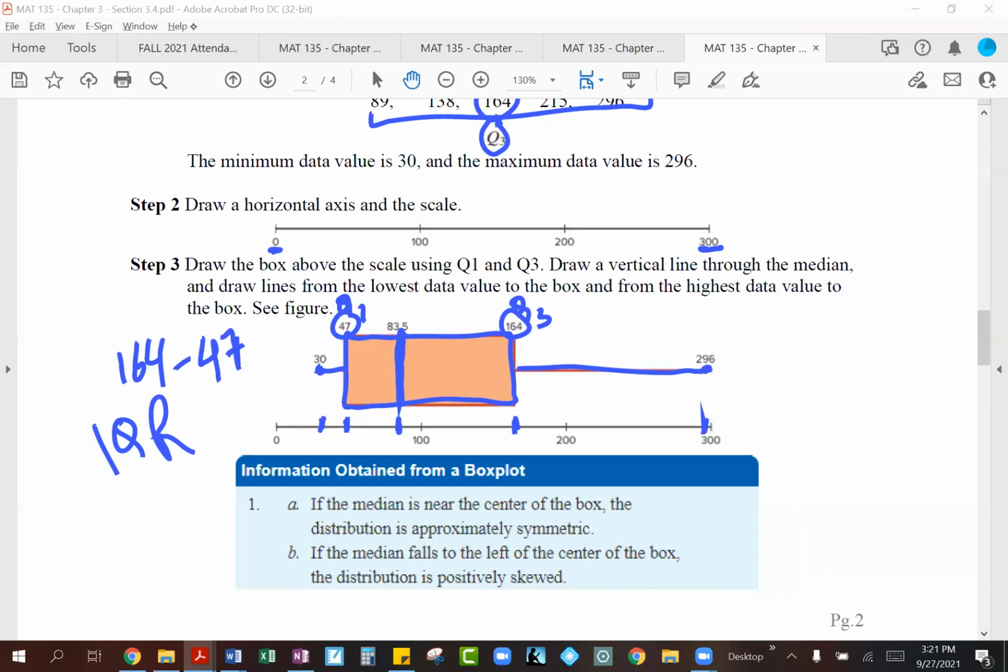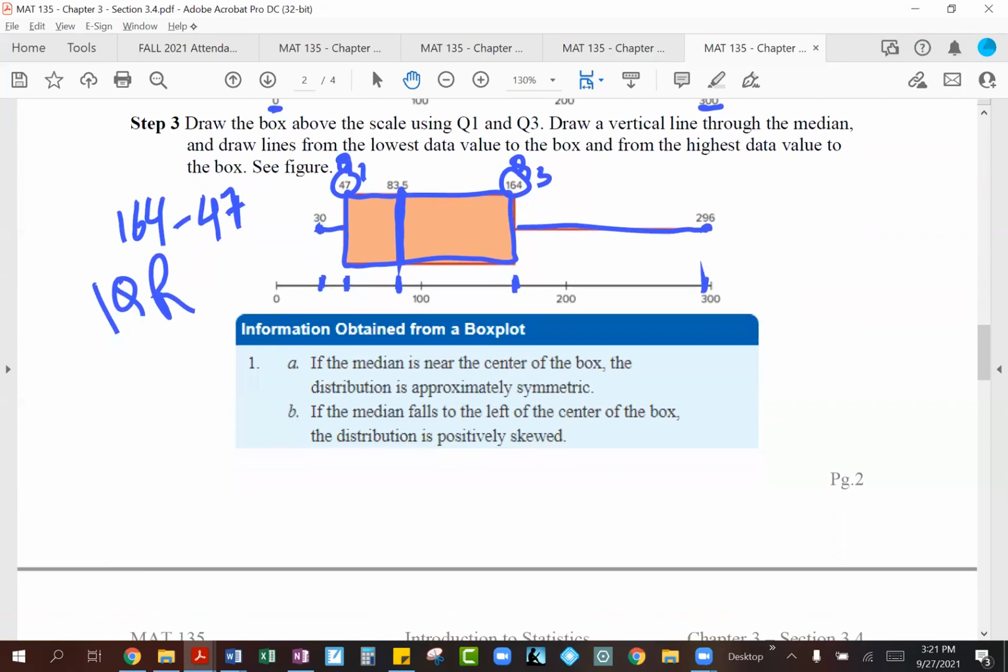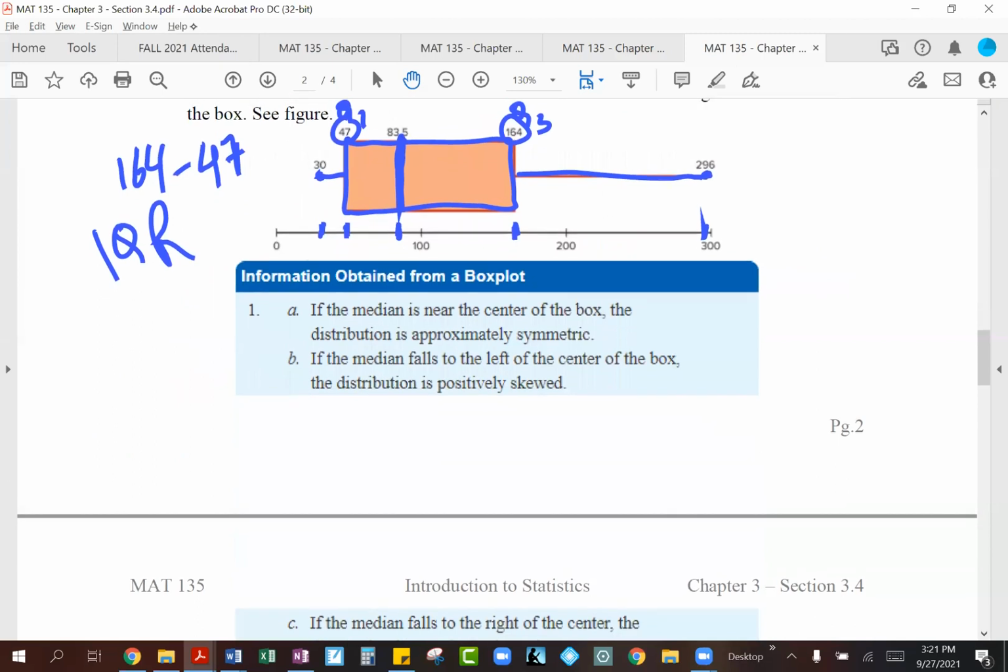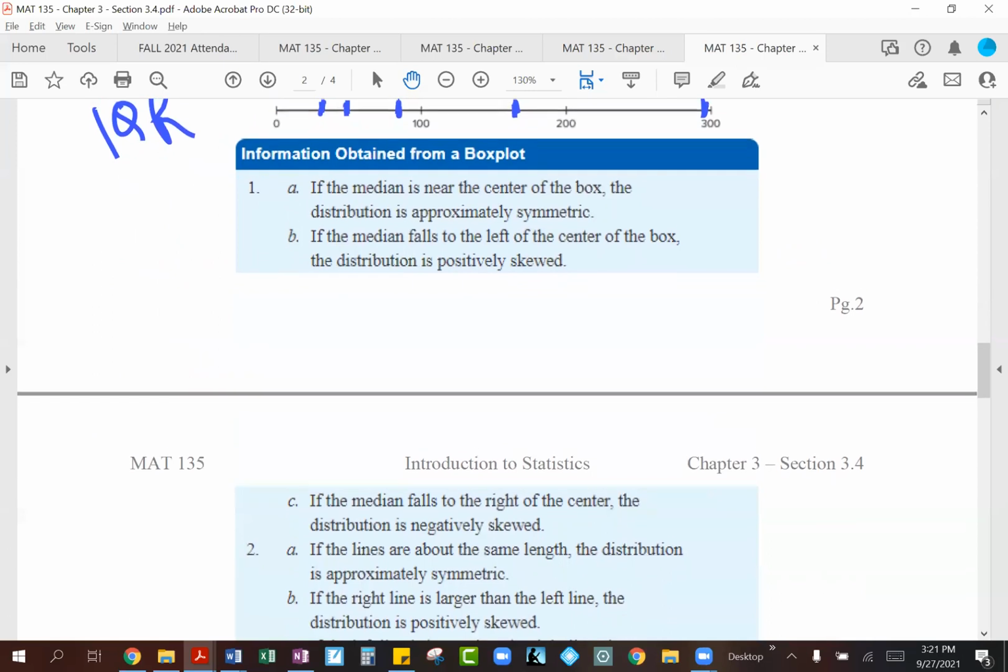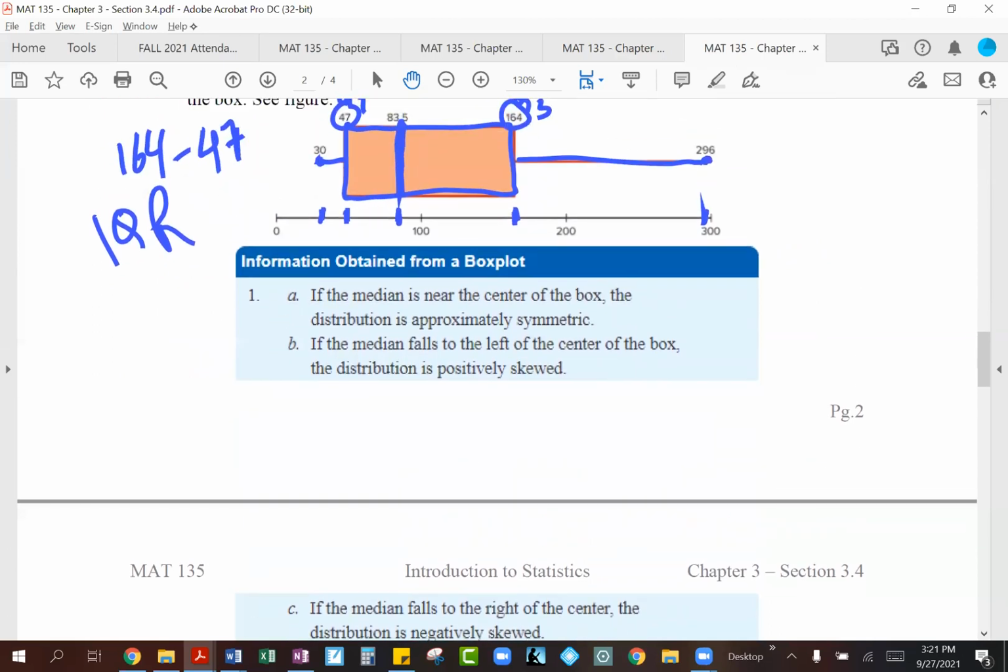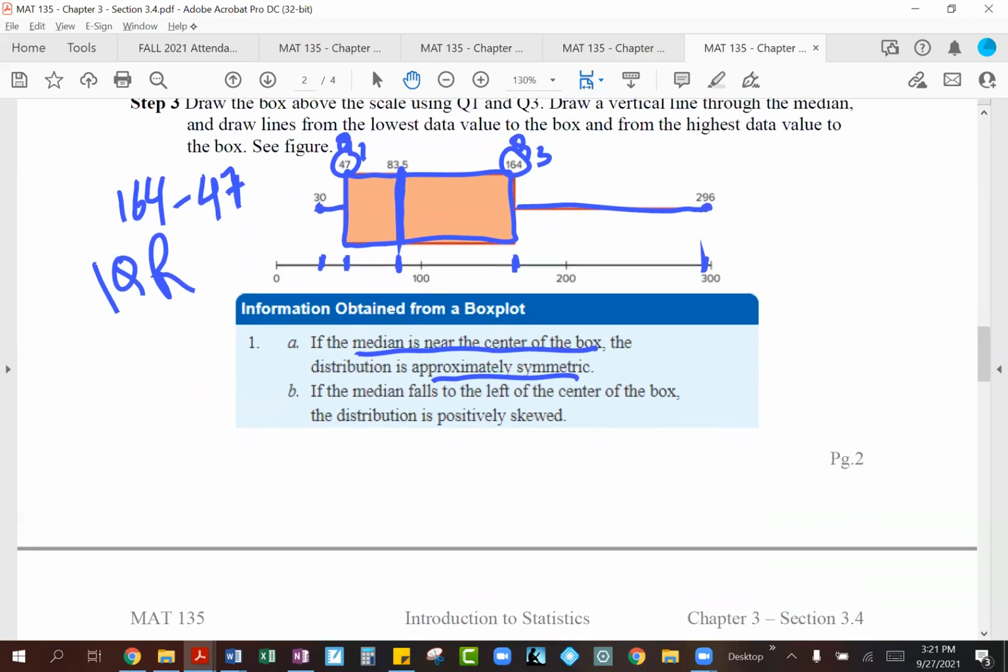So what this actually tells you is, where is your median falling? And you can see your median is still towards that lower end, right? Because it's below the 100. So you can use this to talk about the shape of your distribution, what kind of symmetry or no symmetry you have. They're saying if the median is near the center of the box, then we can say our distribution is approximately symmetric. Well, our median is definitely not in the center, so we know this is not symmetric.